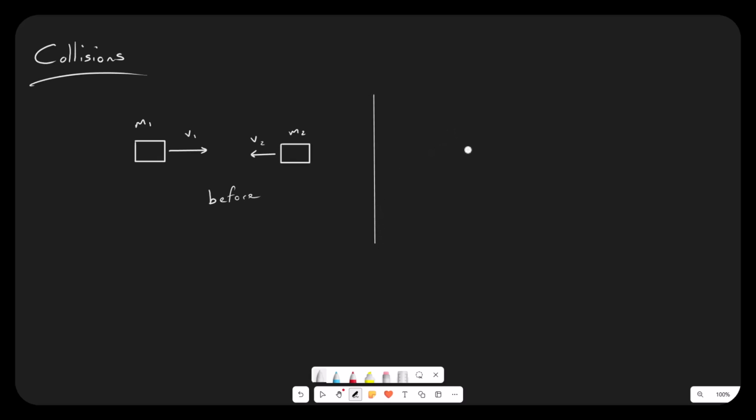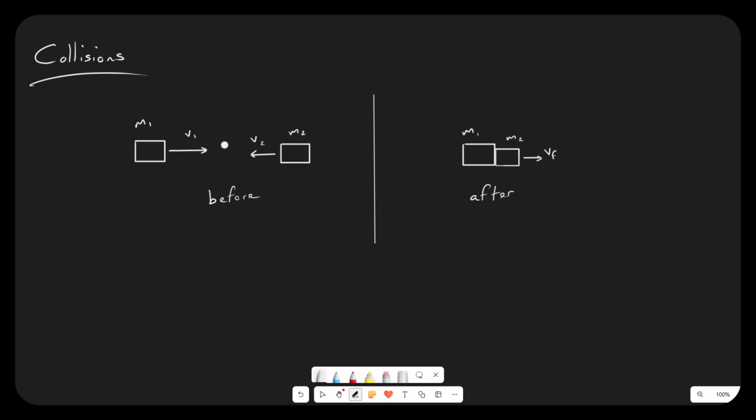After the collision, maybe these two things stick together. That's one option for what can happen. We'll talk through the different options as separate examples, but maybe these two stick together and they move to the right. V final. This is my after.